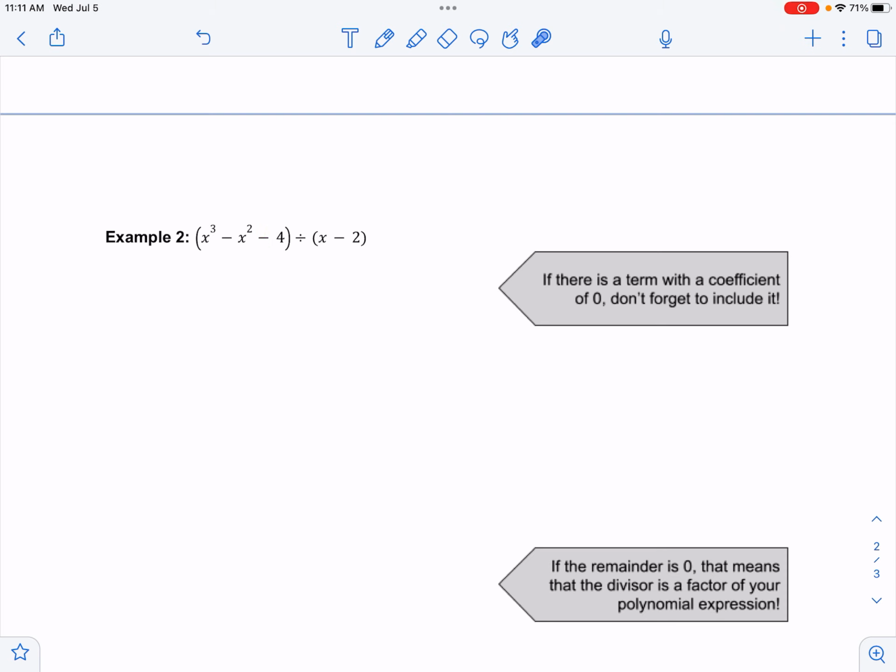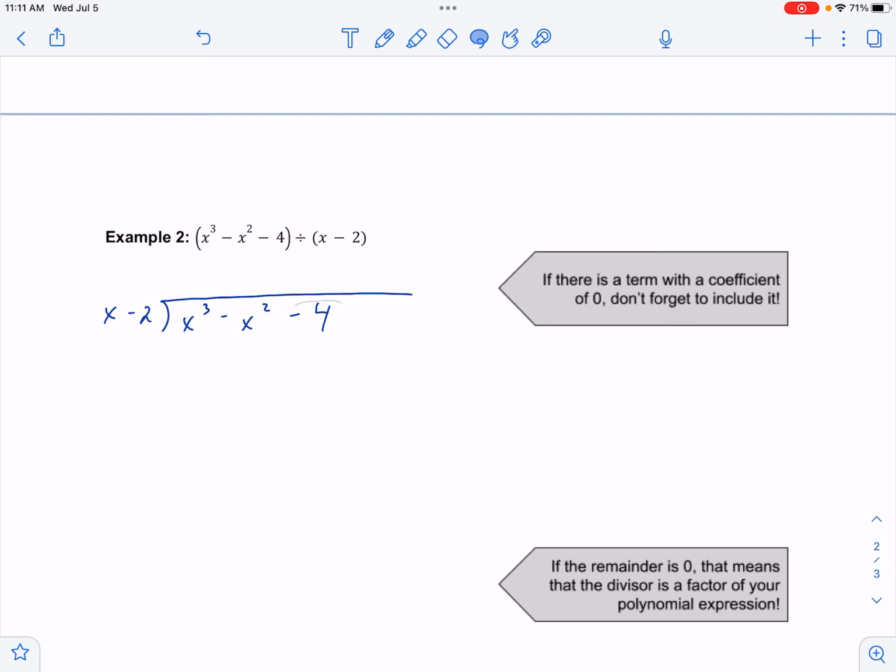And when you're doing long division, it's important to remember you need to add that bonus term in, okay? Let me show you what it looks like here. We'll set up the problem the exact same way. I have an x minus 2 on the outside, and I put my question underneath. X cubed take away x squared minus 4. But I need to add that extra term in.